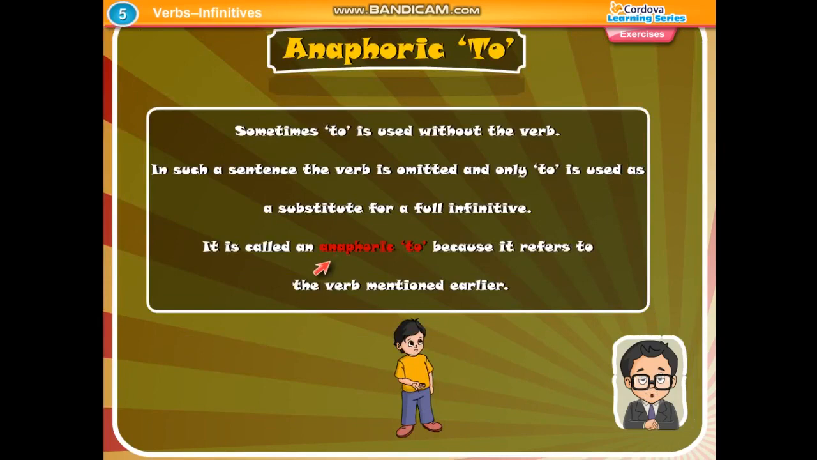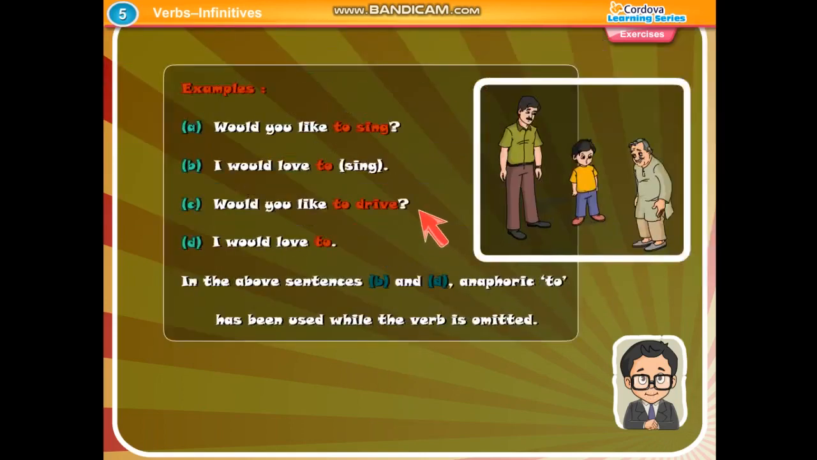Anaphoric to. Sometimes to is used without the verb. In such a sentence, the verb is omitted and only to is used as a substitute for a full infinitive. It is called an anaphoric to because it refers to the verb mentioned earlier. Examples: would you like to sing? I would love to sing. I would love to. Would you like to drive? I would love to.